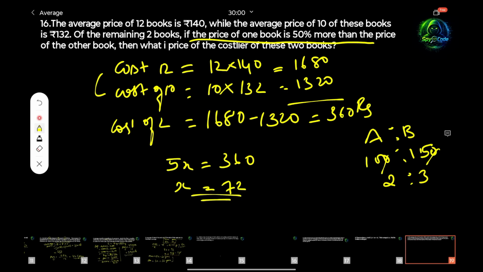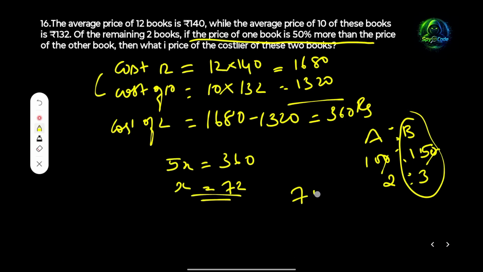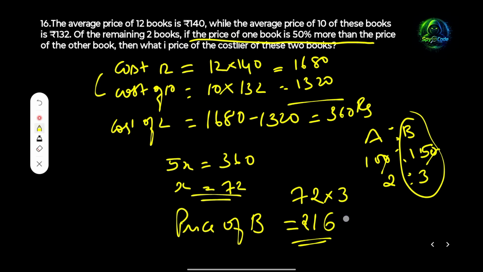Okay. So which is the costliest book here? It is B. 72 into 3. Price of B. 216 rupees is the price of book B.